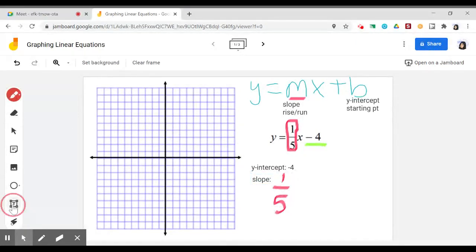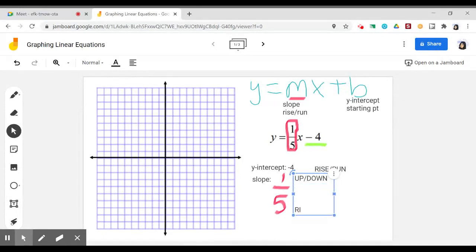Now, slopes represent rise over run. So what that means is your numerator is either telling you to go up or down, and your denominator is telling you to either go right or left. Going up is positive in the coordinate plane. Going down is negative in the coordinate plane. Going right is positive, and going left is negative.